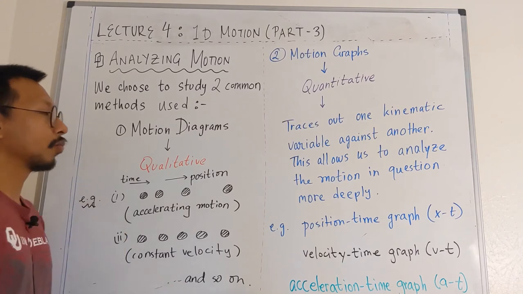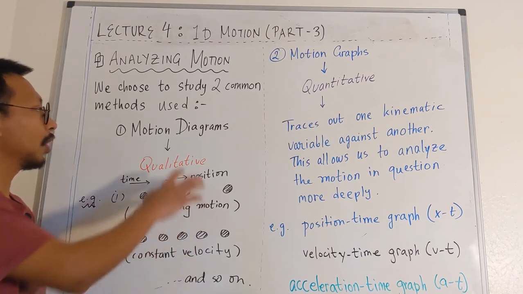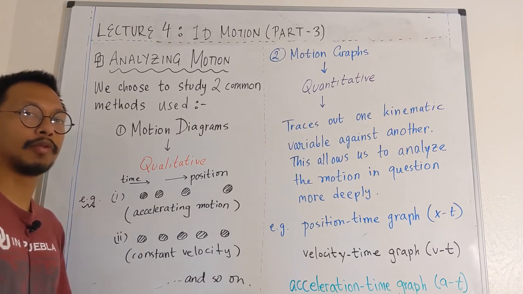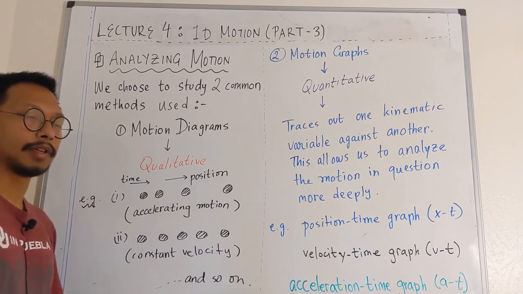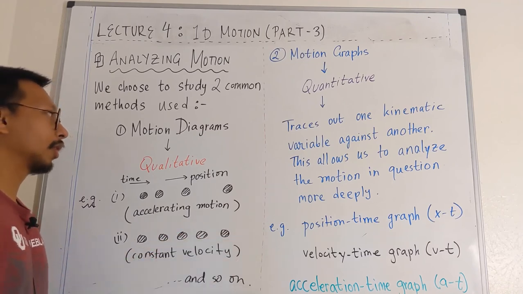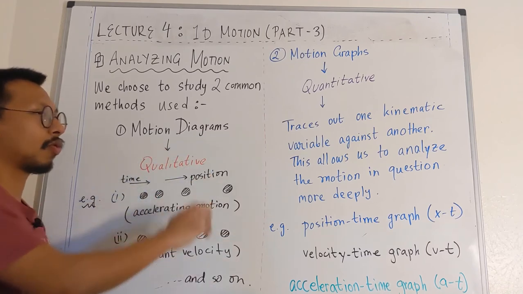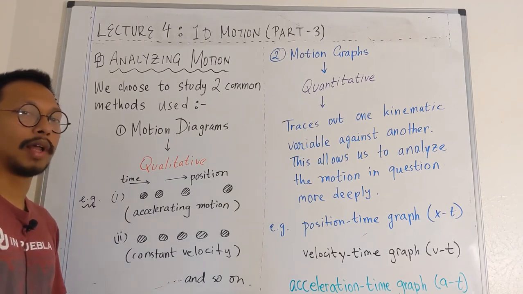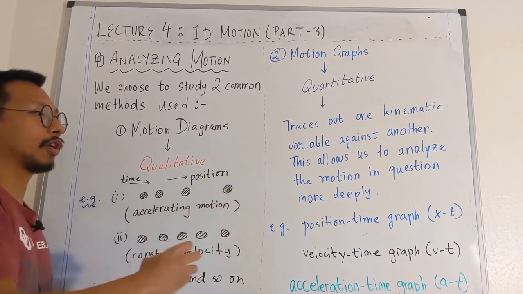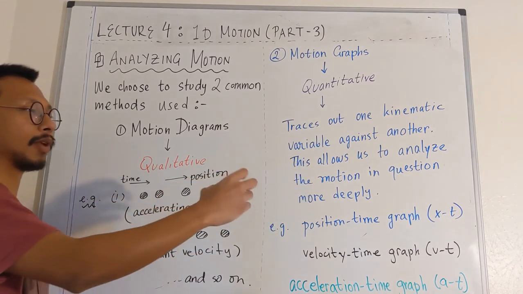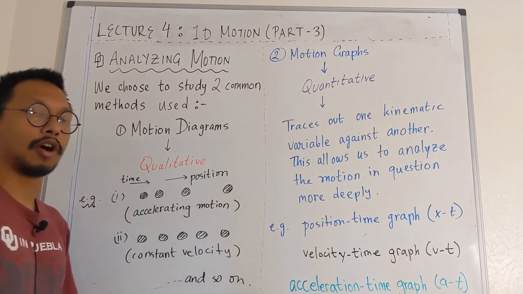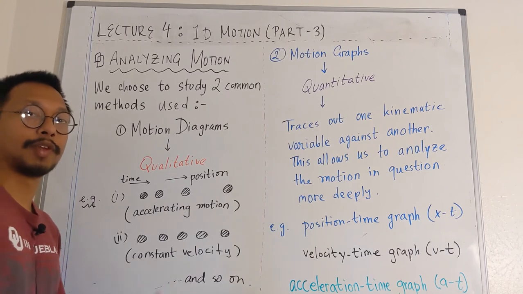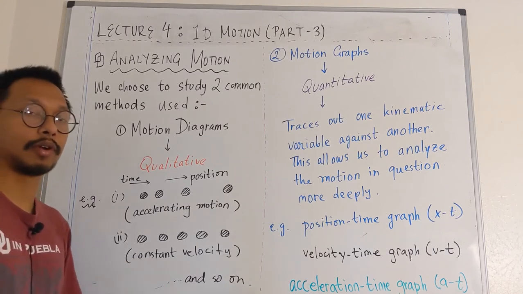One of them is motion diagrams. So what is a motion diagram? Well, you can think of a motion diagram as snapshots of an object moving in time and position. What this does is qualitatively analyze that object's motion. How? Well, you can look at the snapshots at different times, and based on the position of that object, we can analyze that motion qualitatively, whether it was moving, whether it was at rest, whether it was accelerating, and so on and so forth.